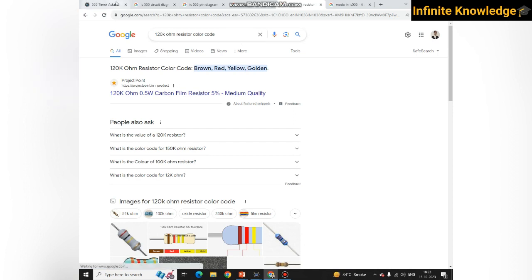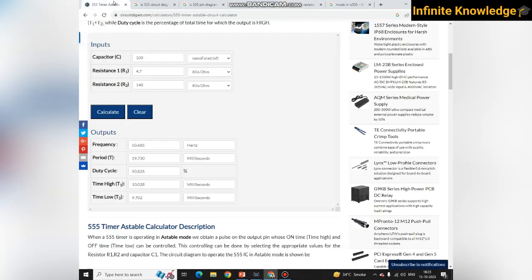This is most important. You need to understand the behavior of the market, what values are available, and which components are easily available in the market. That component you need to use in your projects. So that's why I have considered 150 here and not 140.